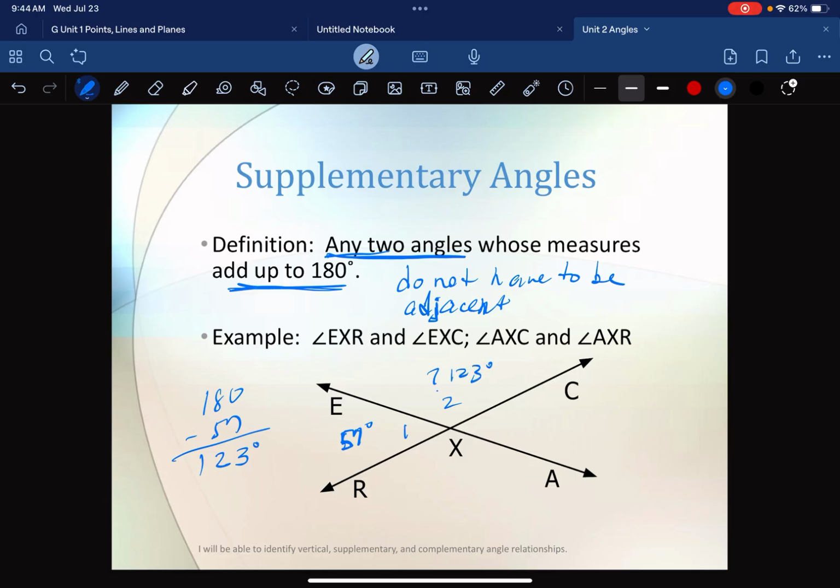Okay. Well, 2 and 3 are also 180, and 3 and 4 are 180, and 4 and 1 are 180. Well, remember, verticals are congruent, so I'm just going to copy that 123 down here and the 57 over here, because I know verticals are congruent. Okay. So there we go.